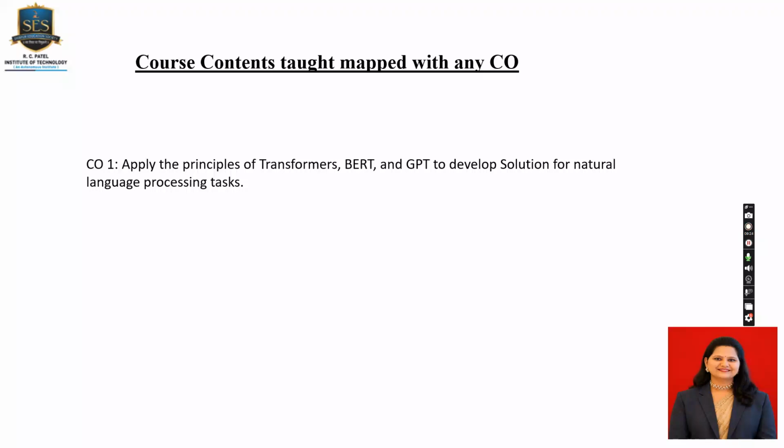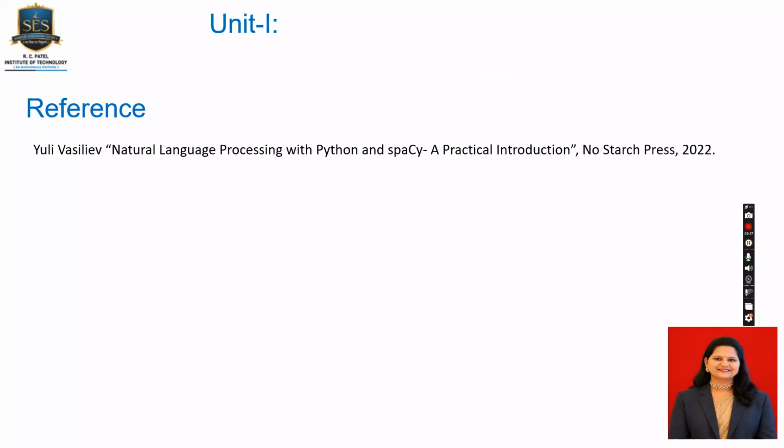The concepts covered in today's lecture directly support course outcome 1, where students learn to apply the principles of transformers, BERT, and GPT for solving natural language processing problems. Understanding these concepts forms the foundation for advanced topics that will be discussed later in this course. Now moving forward to references. The primary reference for this lecture is Natural Language Processing with Python and Spark. Students are encouraged to read this book for a deeper understanding of NLP concepts and practical implementation.